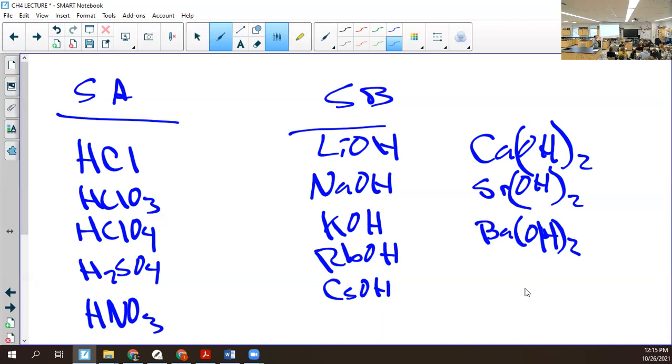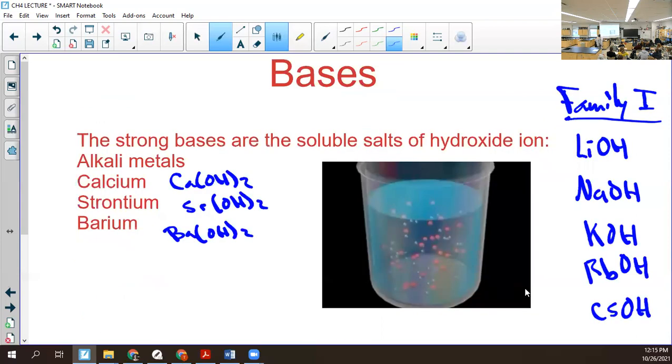Okay, strong bases, you don't have to say because it's the same thing. You just put in the word base instead of acid. Strong means they don't hold on to each other very well, right? They completely dissociate to make strong electrolytes.